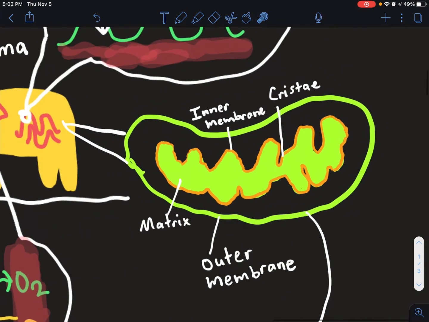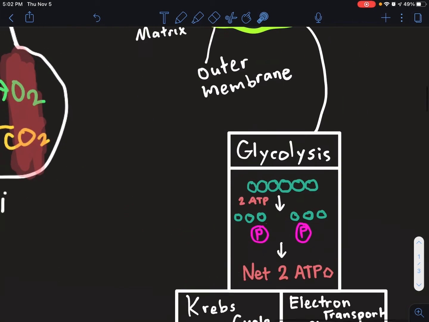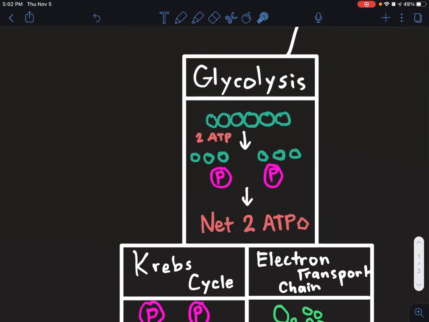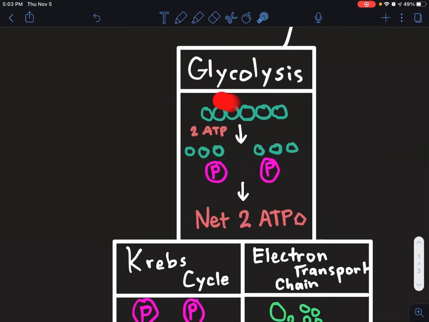In the mitochondria, there's an inner and outer membrane, matrix, and cristae. The mitochondria is where cellular respiration occurs. The first step is glycolysis, where glucose is split in half with 2 ATP molecules. Each half of the glucose has 1 pyruvate, which then makes net 2 ATP.